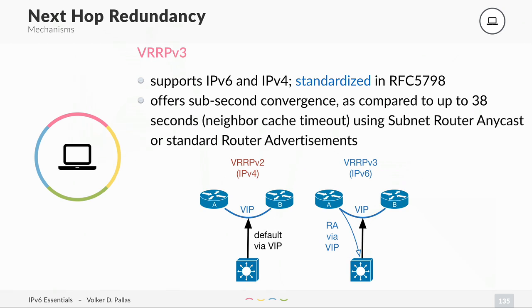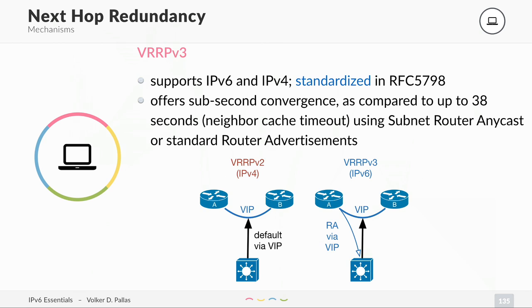Subnet router anycast and also the standard router advertisements use the neighbor cache timeout, which can be up to 38 seconds. So if your router goes missing, it can take 38 seconds until your host realizes and chooses another router. So in VRRP, you can have sub-second convergence. Your router is gone and now your new router is already working.